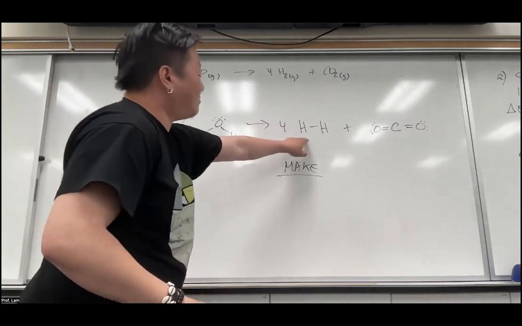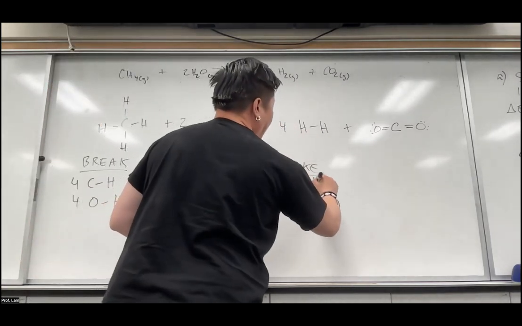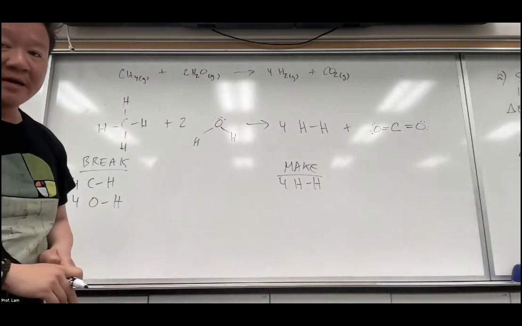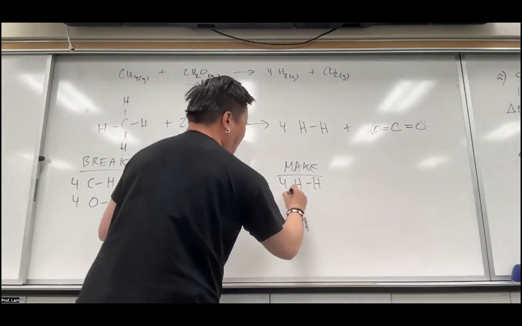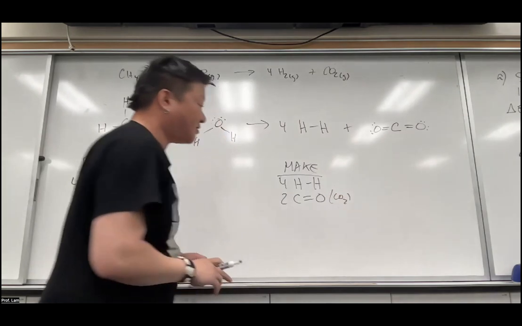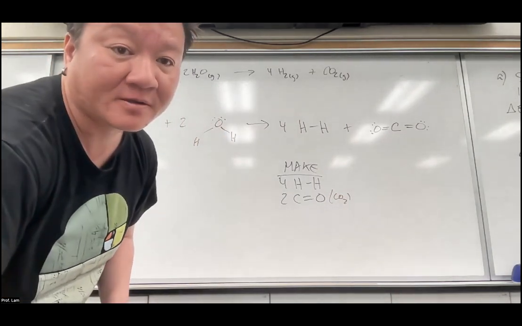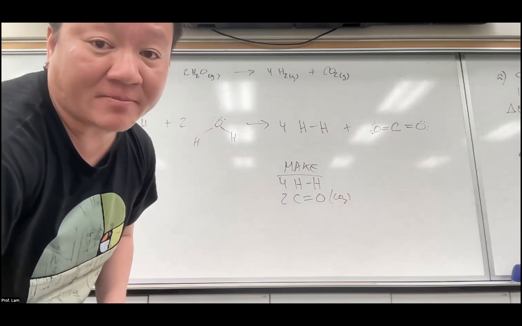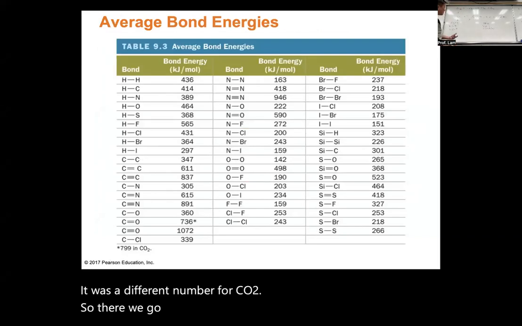Now you go to make. What are we making? Oh, there's a new bond that forms as HH. How many? 4. Right? So look at the coefficients too. And then we have 2 C double bond O form. But this is in CO2, so we want to make sure we grab the right number. If you remember, it was a different number for CO2. So there we go. Let's get the numbers down.